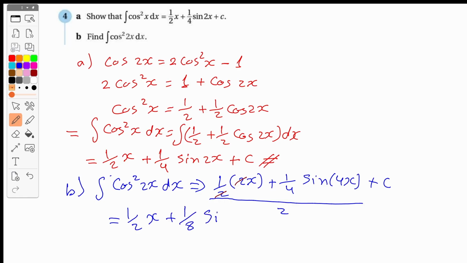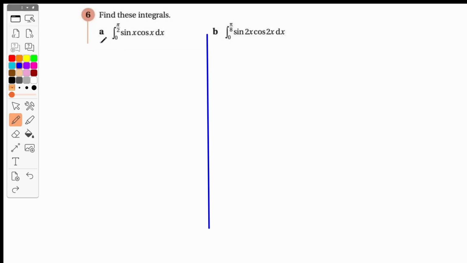Okay, sine 4x plus c. So this is the final answer of this, half x plus 8 sine 4x plus c. Okay, here we have a limited integral, question 6.